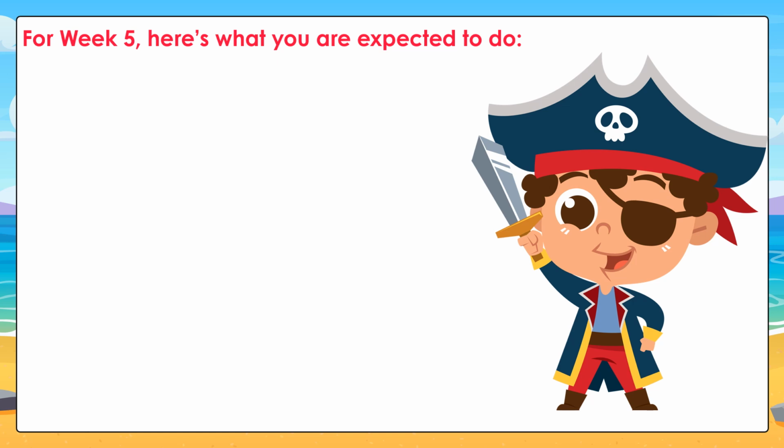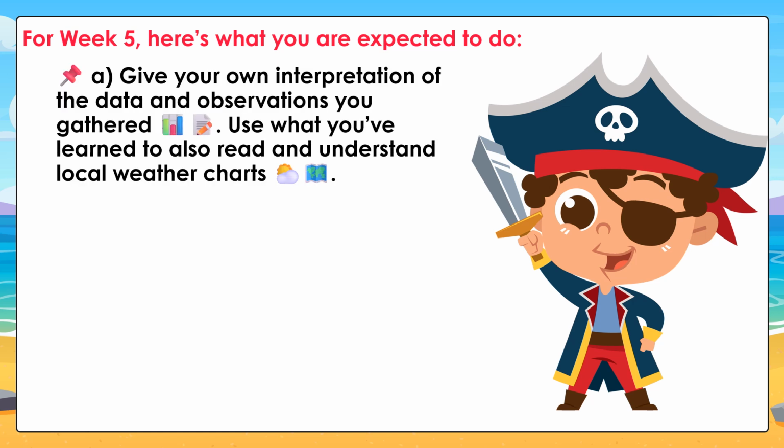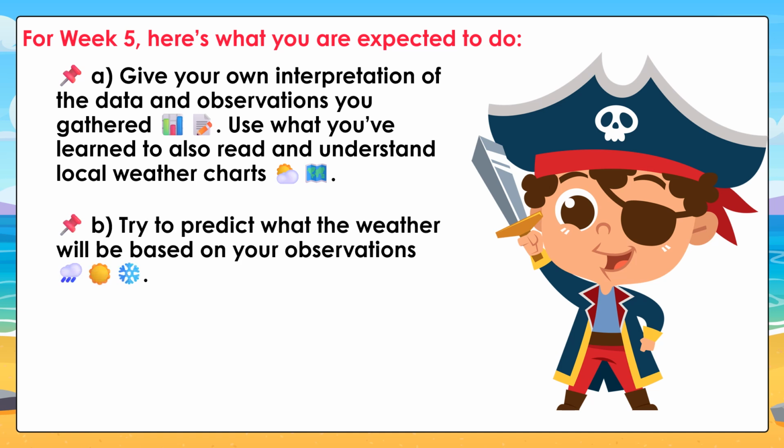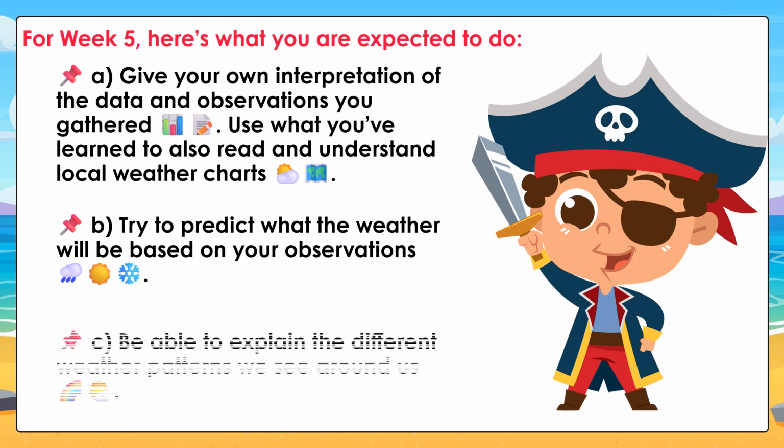For week 5, here's what you are expected to do. A. Give your own interpretation of the data and observations you gathered. Use what you've learned to also read and understand local weather charts. B. Try to predict what the weather will be based on your observations. C. Be able to explain the different weather patterns we see around us.